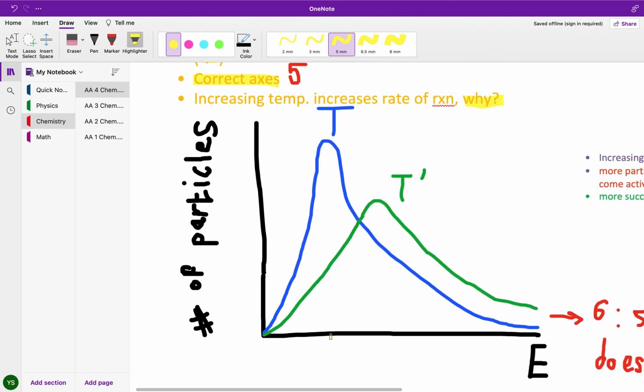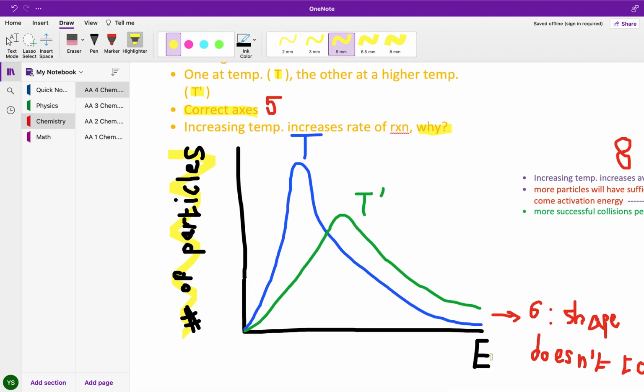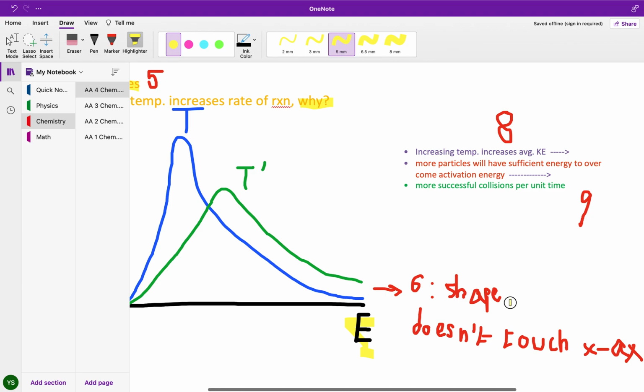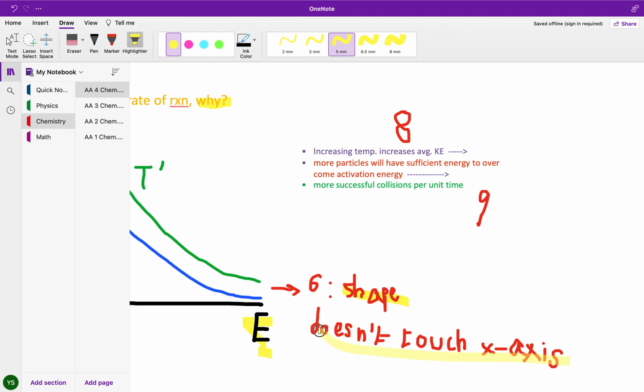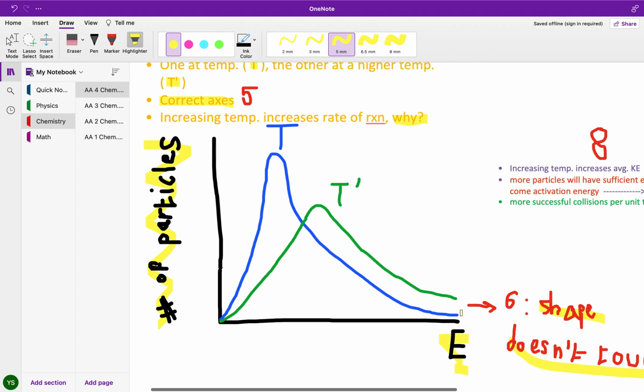So here's the Maxwell-Boltzmann curve we are asked for. Now for the correct axes, on the y-axis we write the number of particles, and on the x-axis we write the energy, or kinetic energy. We get the sixth point for giving the curve the correct shape and making sure it doesn't touch the x-axis. That means that the curve will never reach a point where the number of particles is 0 at a high temperature.